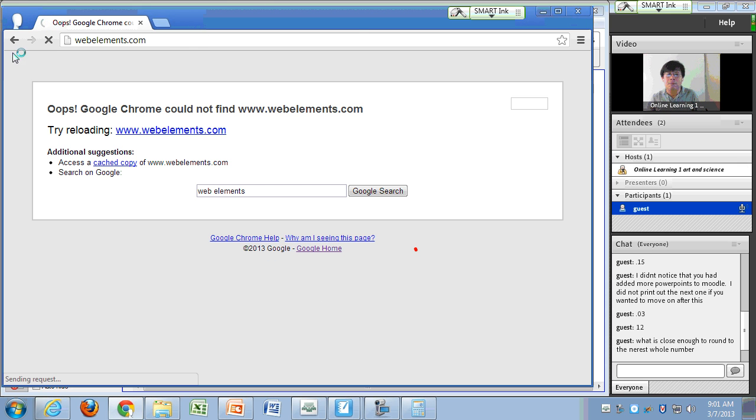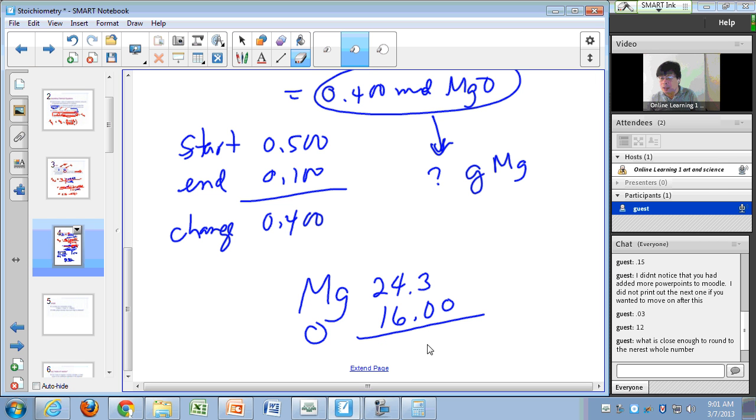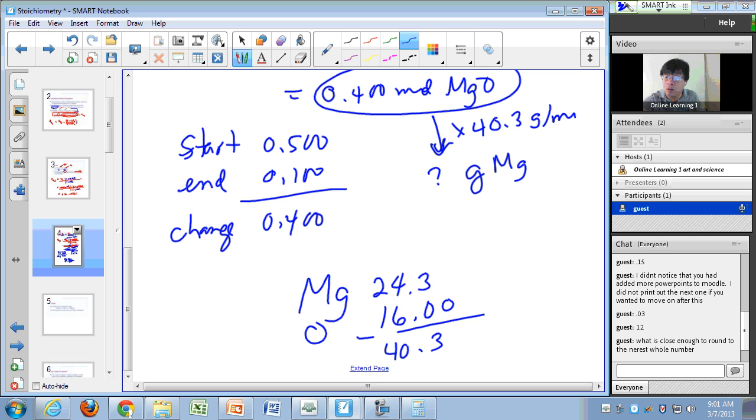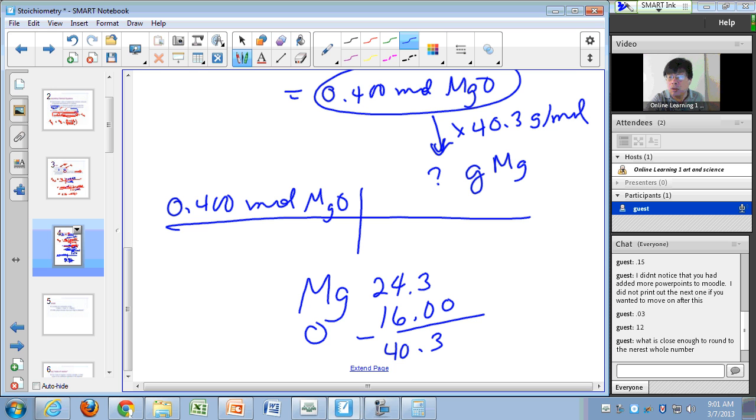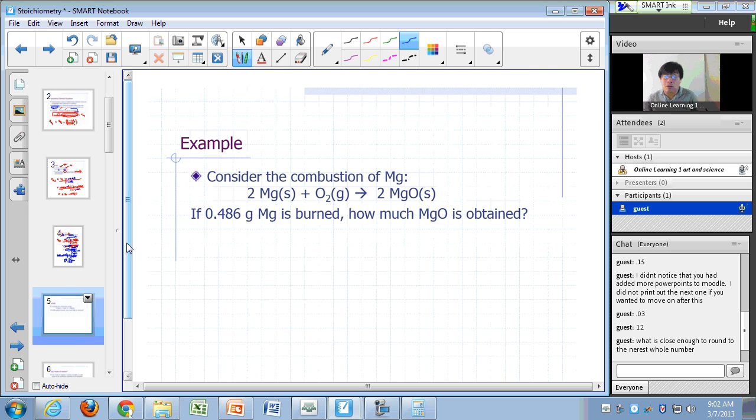Okay, what's the molar mass of magnesium? 24.3 something. Okay, so this is going to be 40.3. So you multiply by 40.3 grams per mole. Okay. So you can say 0.400 moles of MgO times 1 mole of MgO down here and 40.3 grams of MgO. So 0.4 times 40.3. Okay. So this one right here.